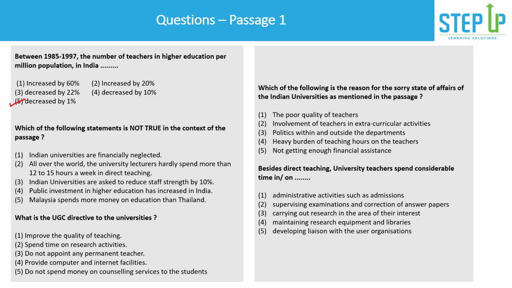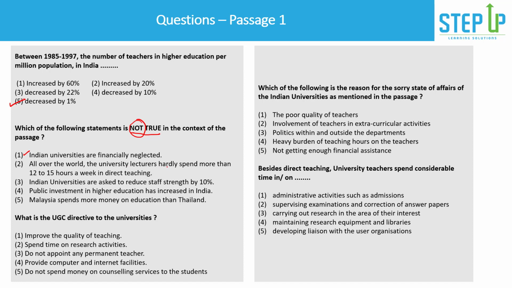Which of the following statements is not true in the context of the passage? The only point you should remember is that it's written not true, not true. A lot of people don't read this not, and they'll say, okay, which of the following is true? Indian University financial neglect. This is correct. But he's saying which of the following is not true. So this, as per the passage, is correct because he mentioned that financial neglect was a reason.